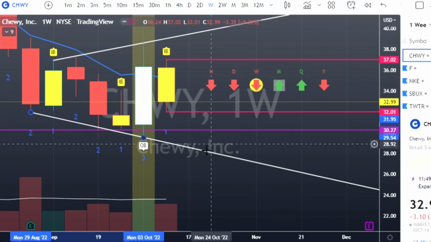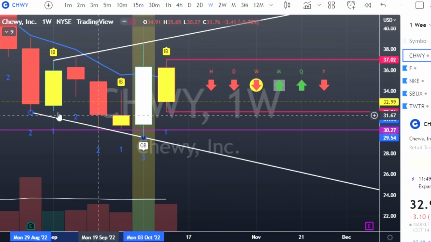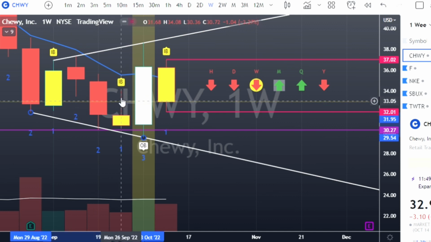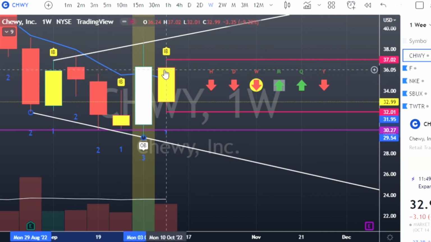And that's how these things work. And that's how price action works. It aggregates. It's like a heartbeat. Thump, thump, thump, thump. Okay? It moves in waves like that, and it moves within broadening formations. And that's why we teach it. Okay? So that's Chewy for you.